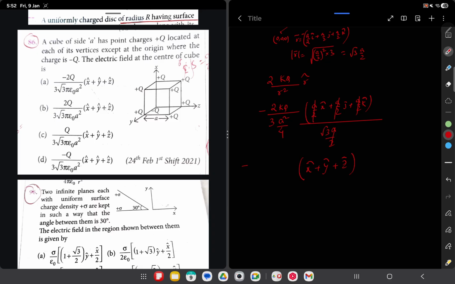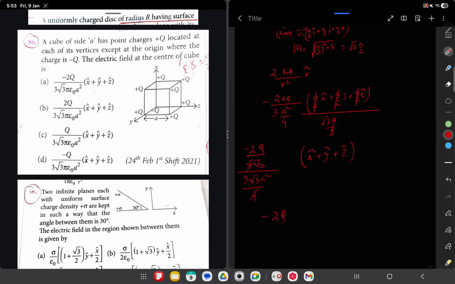This is minus 2kq, so minus 2q by 3 root 3 pi epsilon naught a square, into x cap, y cap, z cap. This is your correct answer. Without solving, you can say that for two charges there will be 2, and because the field is directed towards the origin, the signs cancel, and as there is only minus q for a single charge, for two charges it will be minus 2q.